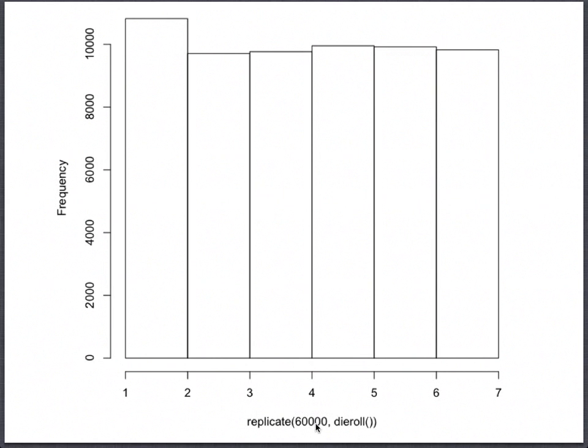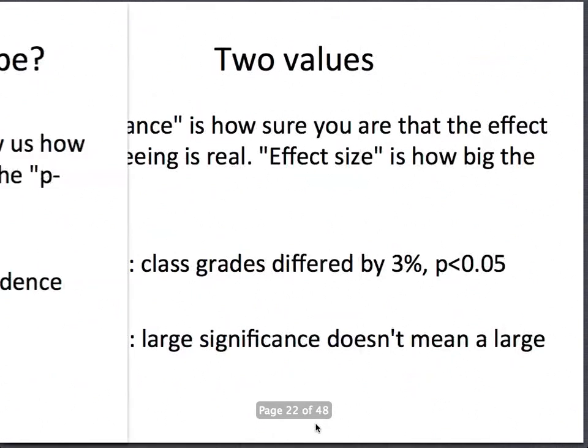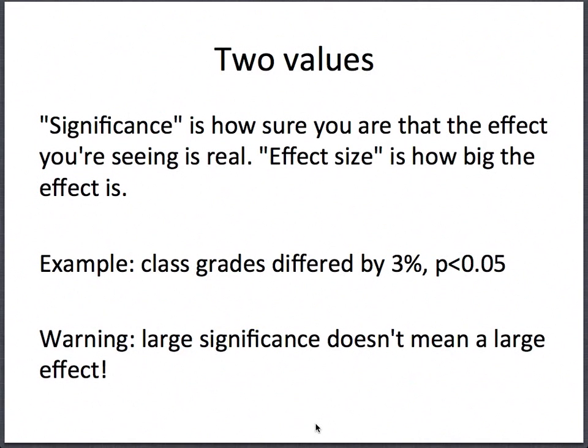So whenever you're doing statistical testing, you end up with two numbers. And what you really want for your story is a big difference and high significance.